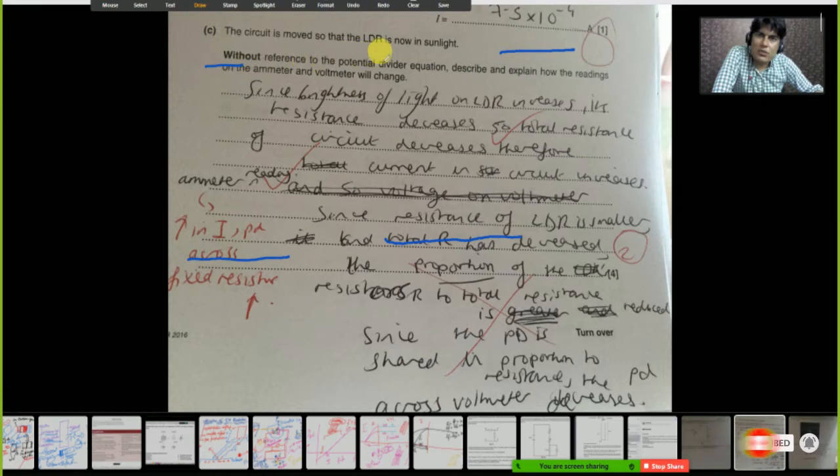Okay, the circuit is moved so that the LDR is now in sunlight. Without reference to a potential divider equation, describe and explain how the readings of the ammeter and voltmeter will change.